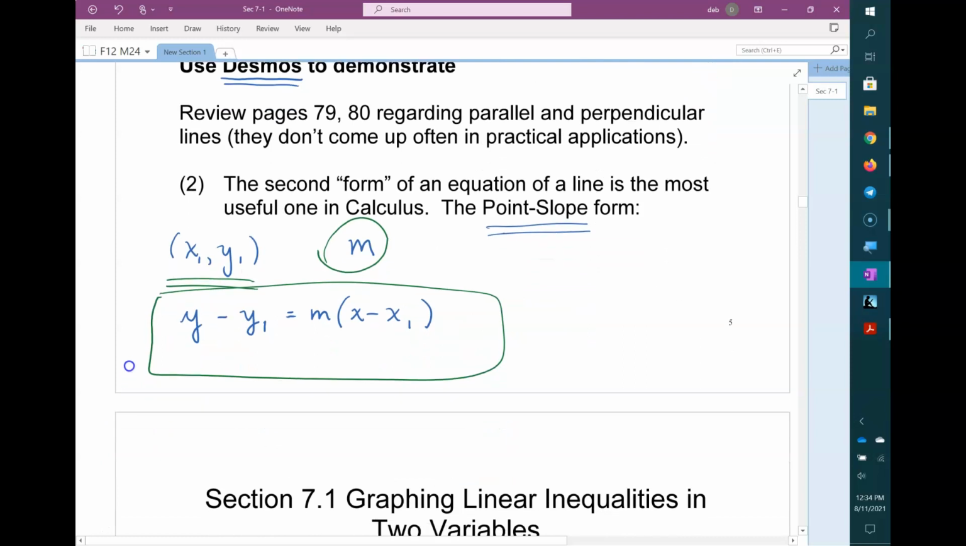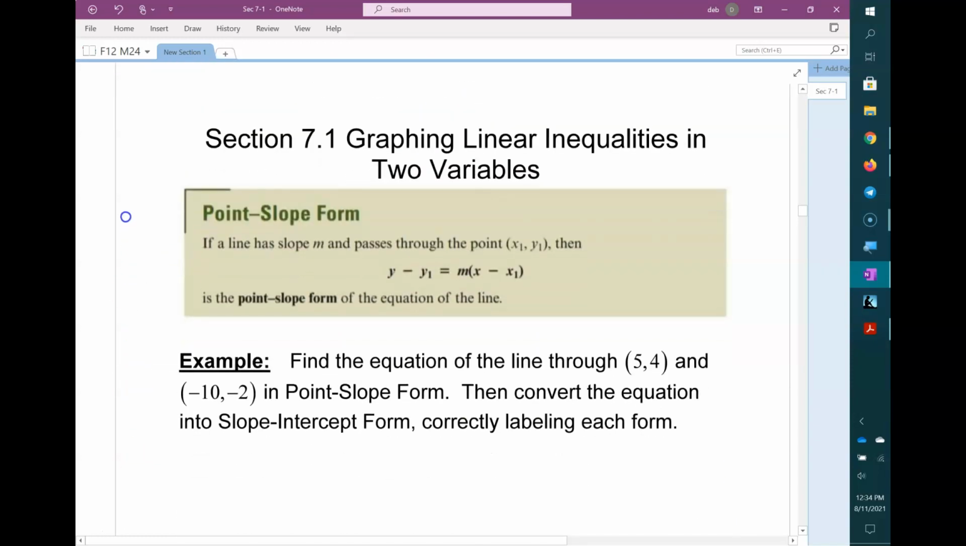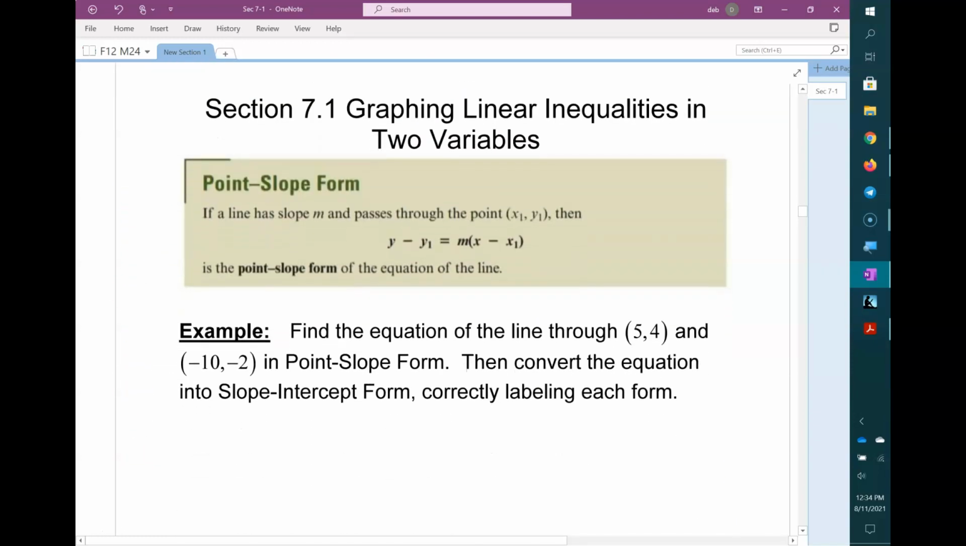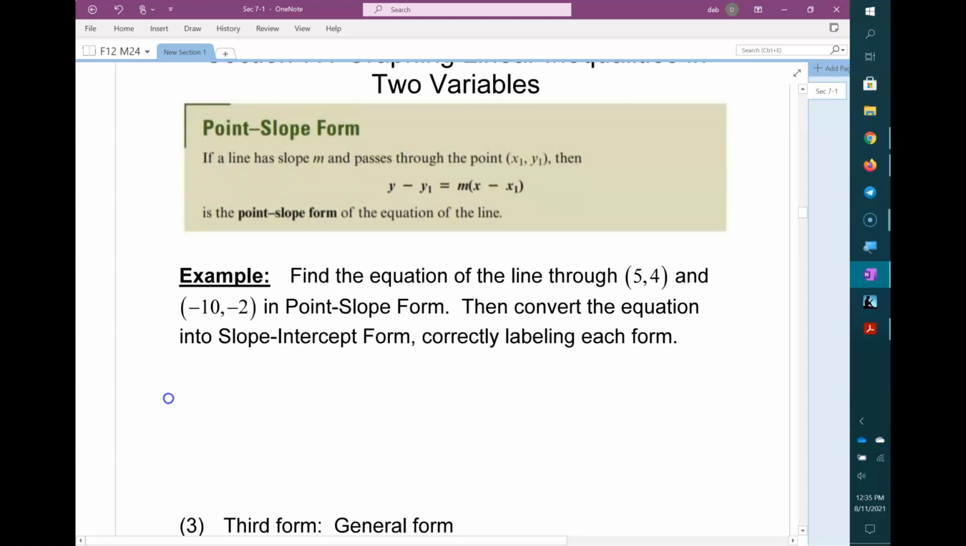You can leave it like this, or if you'd rather do the algebra to convert it to the y equals mx plus b form, you can do that. It just takes a little extra work. So here is the formal point slope form. A line has a slope m and it goes through a known point. Then you can write y minus the y coordinate I know equals m times, open a parenthesis, x minus the x coordinate I know. So let's do a little practice.